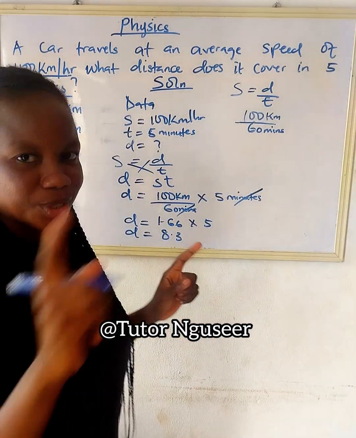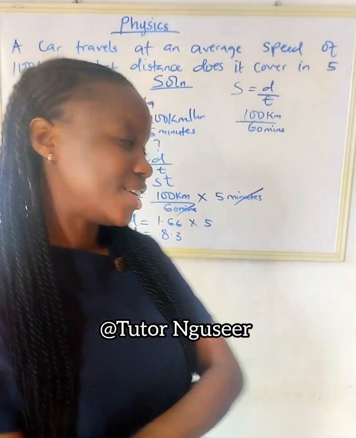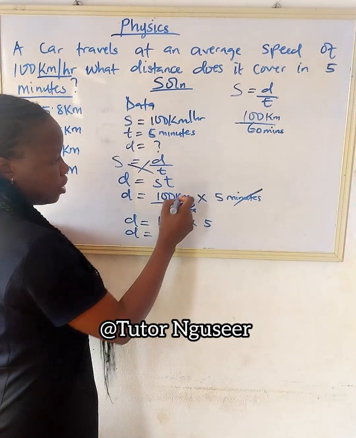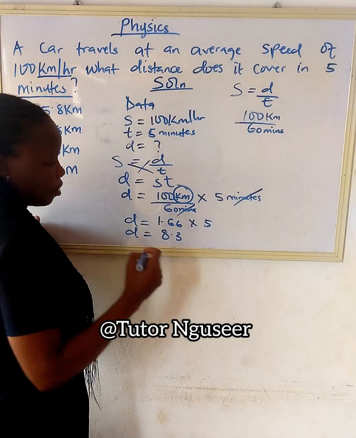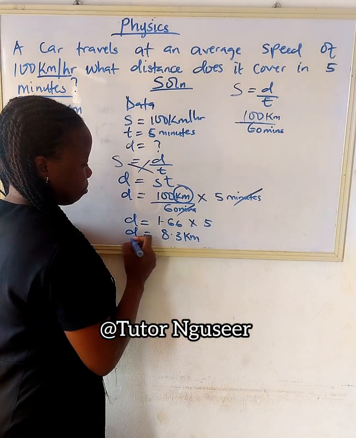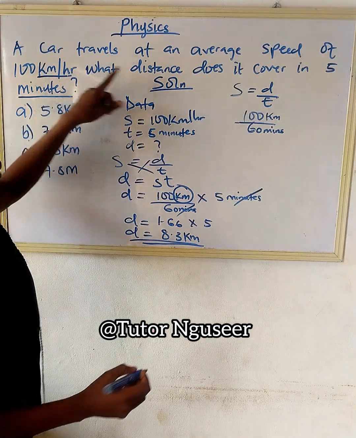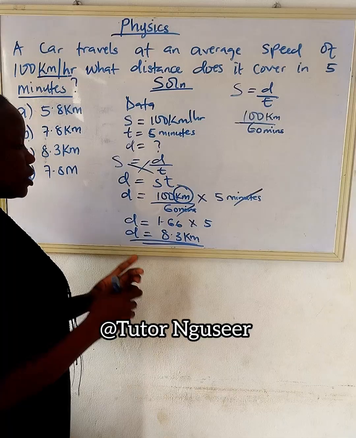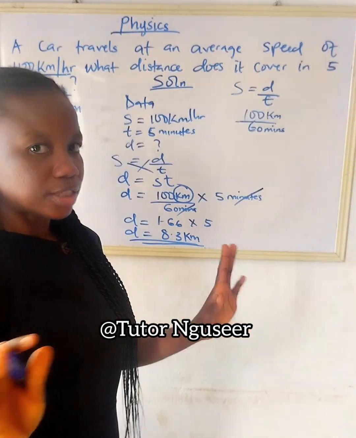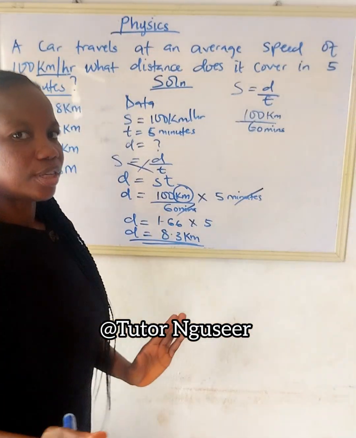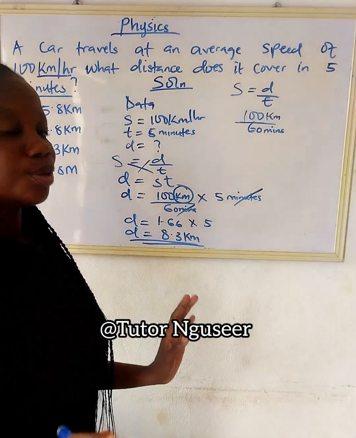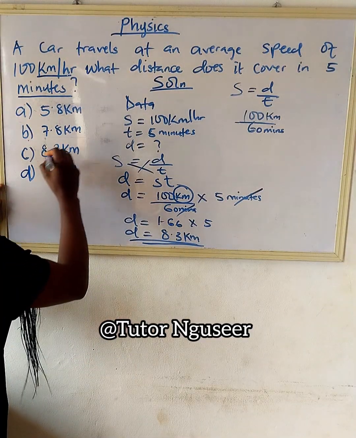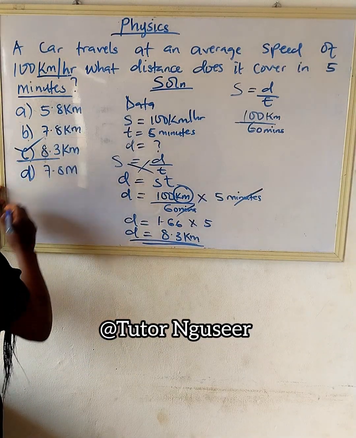So what's going to be the unit? Who will tell me? If you look at this, the minutes have been cancelled. I'm left with kilometer here. So this becomes my unit. Besides, the distance was given in the question in kilometers. The SI unit for distance is meter, but in this question we are given the distance in kilometers, so you maintain that unit. So the distance becomes 8.3 kilometer, and our answer here is C. So this is our answer.